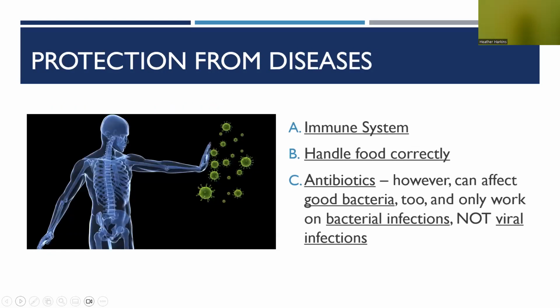Okay, so how can we protect ourselves from diseases? A, God created our immune system to help protect from everyday diseases. B, it's also important to handle food correctly. Make sure items that need to be heated to certain temps are heated. They're not left out without being reheated, or they're refrigerated before they're reheated. Just make sure you handle food correctly.